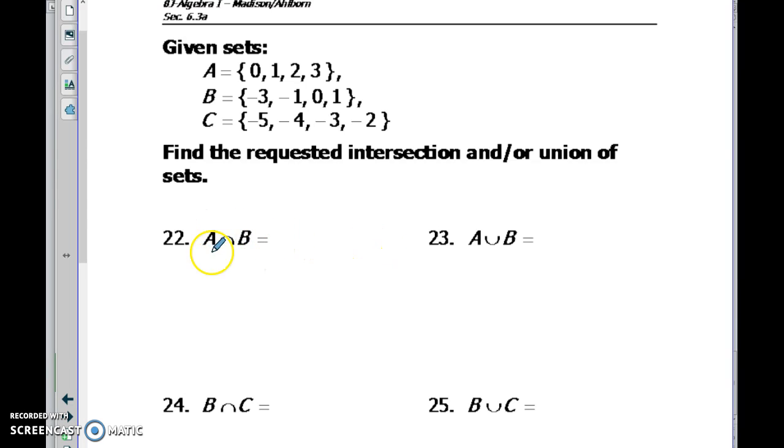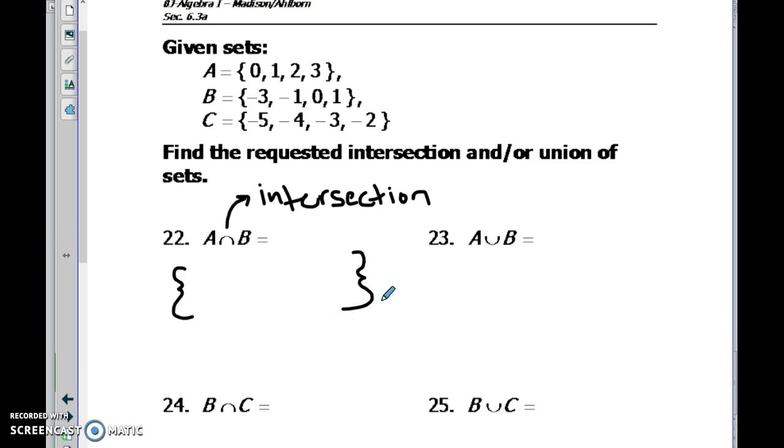Now we have to remember, what does this upside down U stand for? This was the intersection of the two sets. So this is like the word and here. We want only the elements that overlap in A and in B. So let's look up here at A and B. Which elements are in both A and B? It's like students that are in band and choir. They have to be in both. I see 0 is in both of them. I see 1 is in both of them. So the only things that are going to be in the intersection set, which is a new set, are 0 and 1.